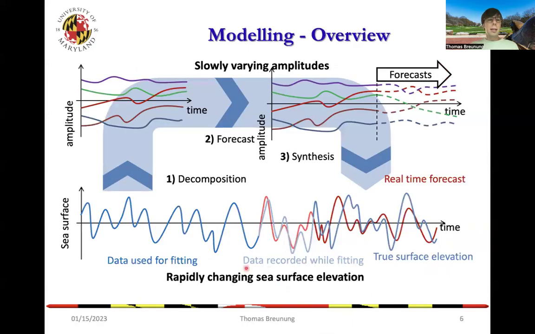Instead of going from the measured sea surface elevation directly to a forecast with a neural network or a data-driven approach, we had to do a little detour. This detour consists of three steps: the first step is the decomposition step, then we have a forecasting step, and then the synthesis. In the next couple of minutes, I'm going to talk a bit about the decomposition and the forecasting aspect.